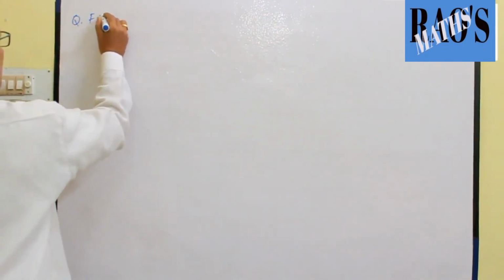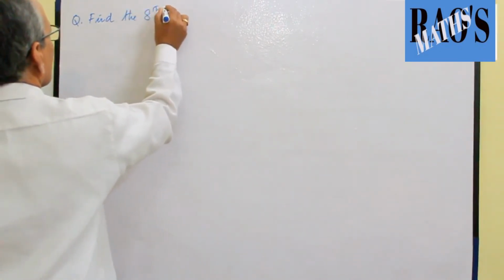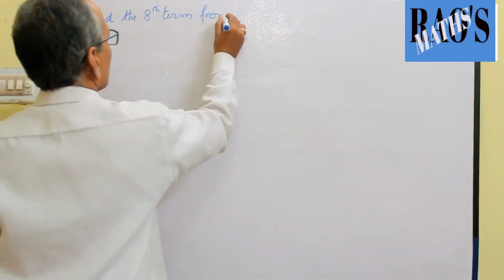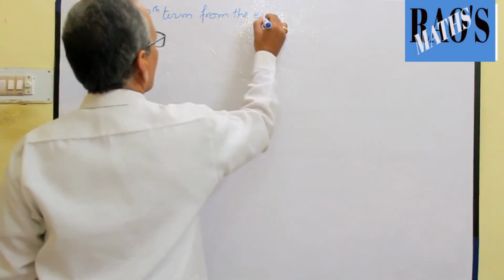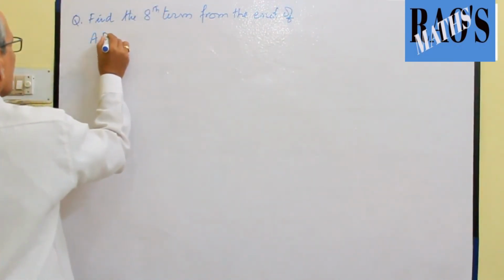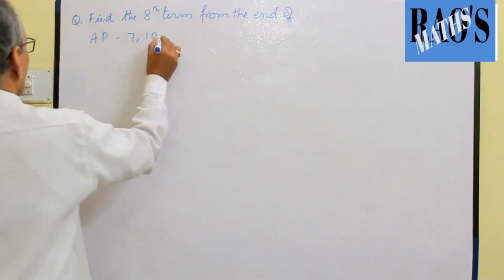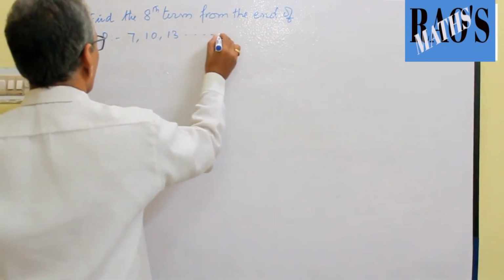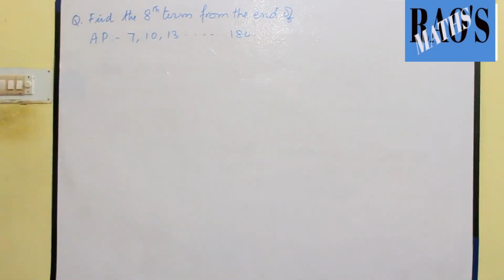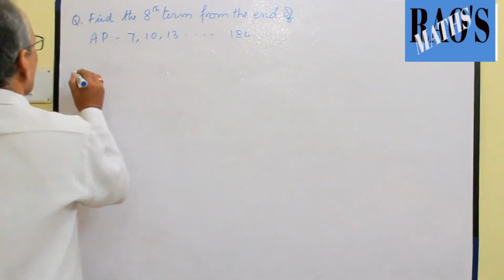Find the eighth term from the end of the AP, which is 7, 10, 13, up to 184. Okay. From this AP we know clearly the last term is 184. Let me solve this.